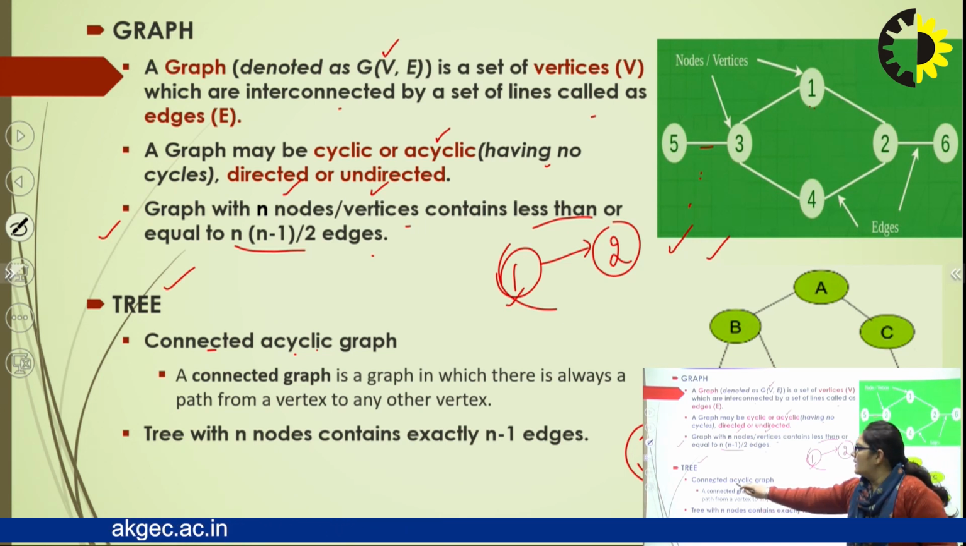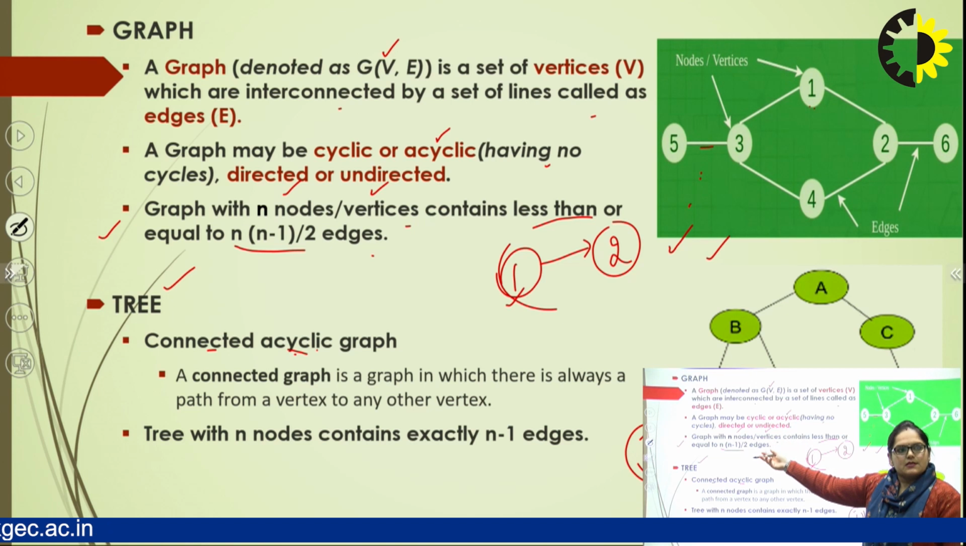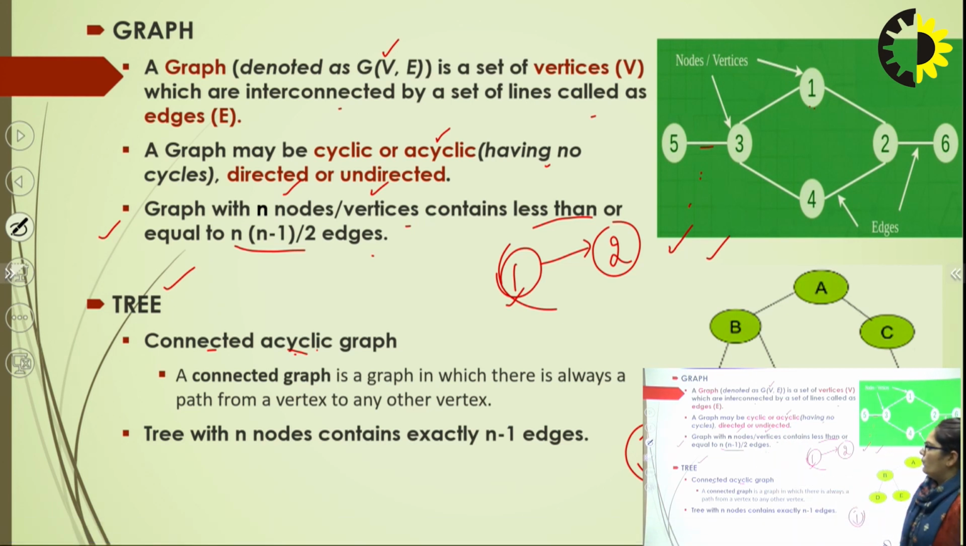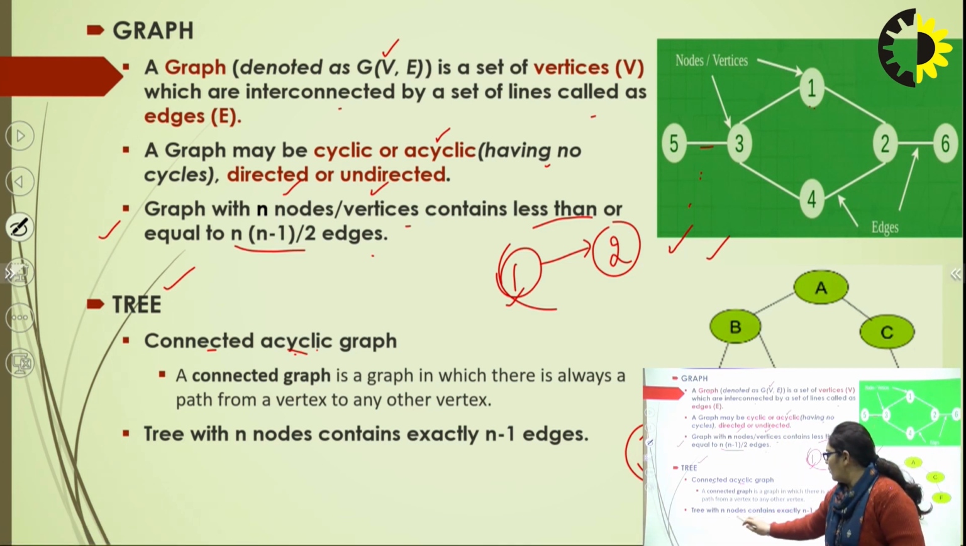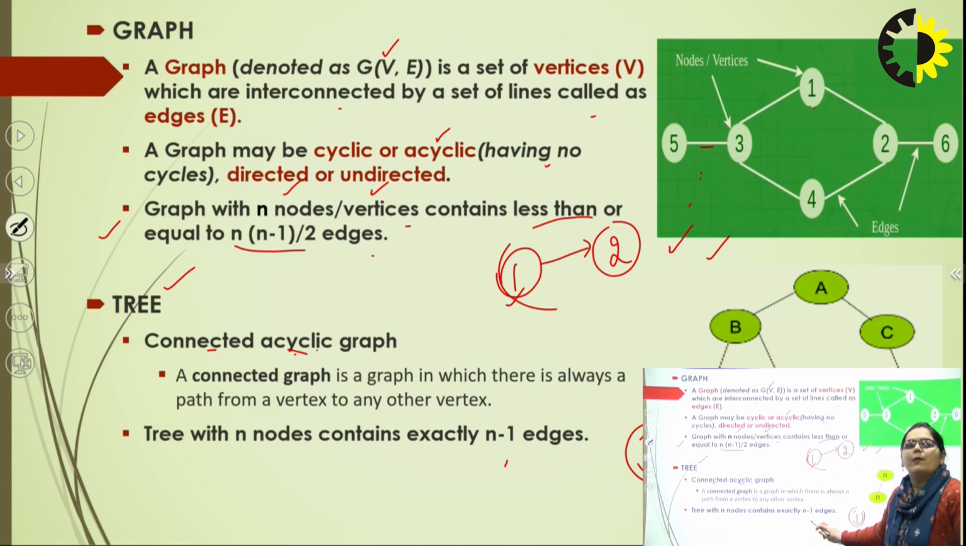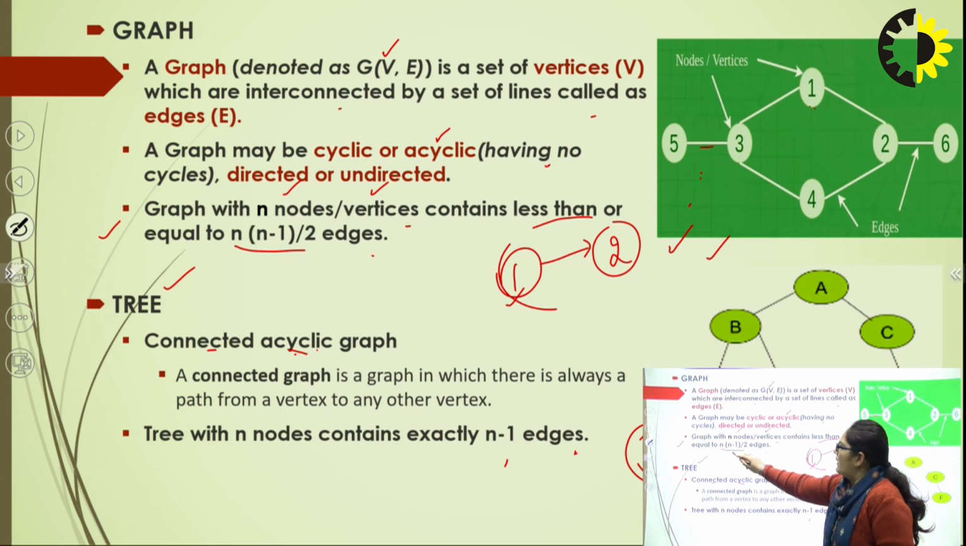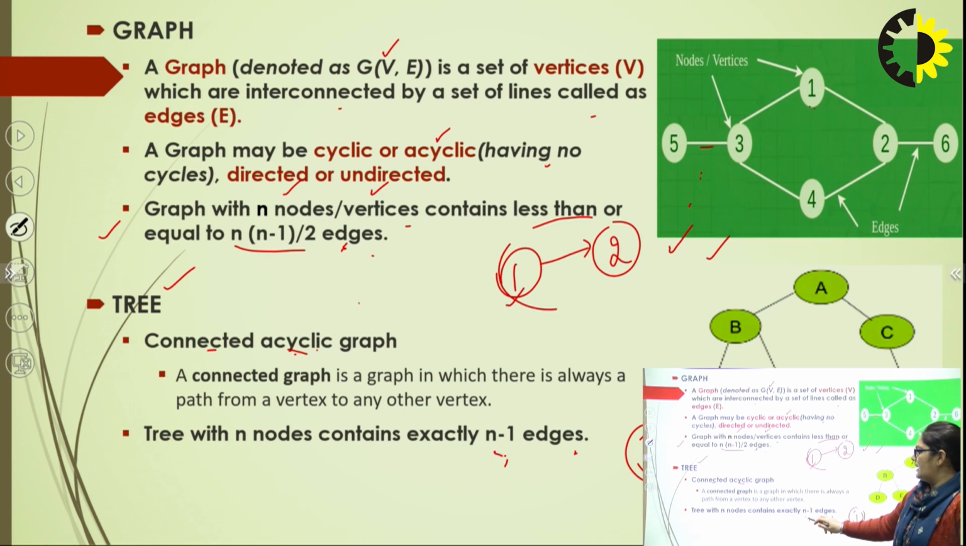And acyclic, I have already discussed. So a tree with n number of nodes will contain exactly n minus 1 edges. So this is the difference between a graph and a tree. In a graph, you will have up to n into n minus 1 by 2 number of edges, but in a tree, you will have exactly n minus 1 edges, where n is the number of nodes or vertices present in your graph.